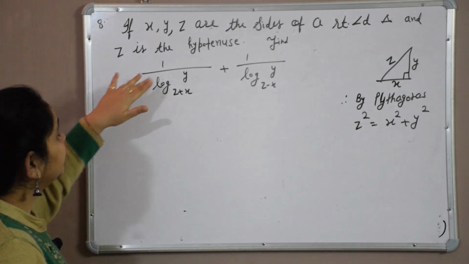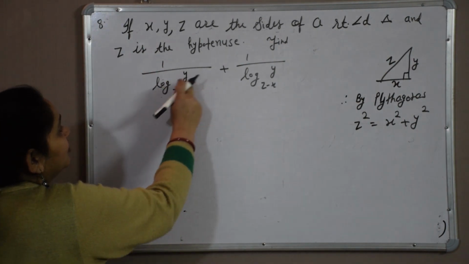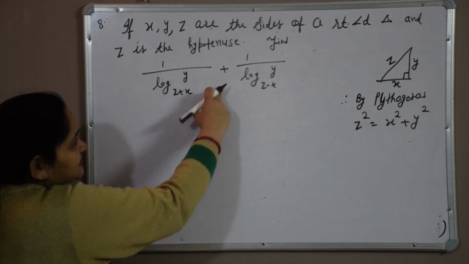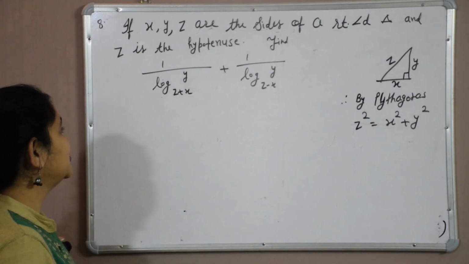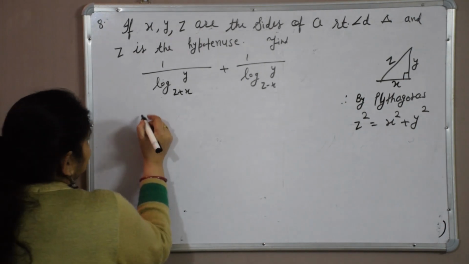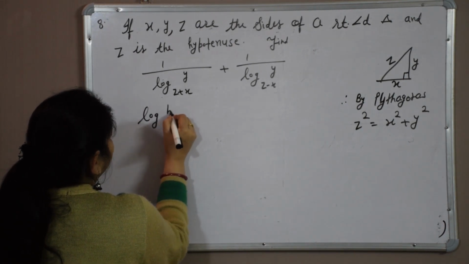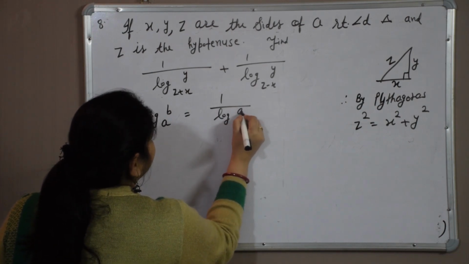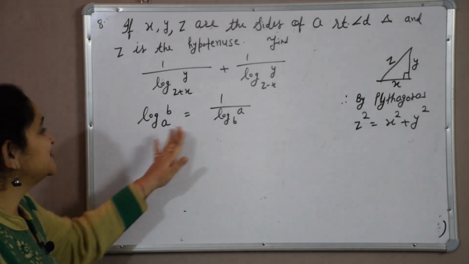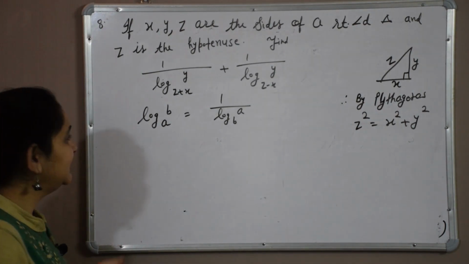Our question is, we have to find the value of 1 by log of y to the base z plus x, plus 1 by log of y to the base z minus x. Very interesting question. We just have to change the base, that is, log of b to the base a is equal to 1 by log of a to the base b.